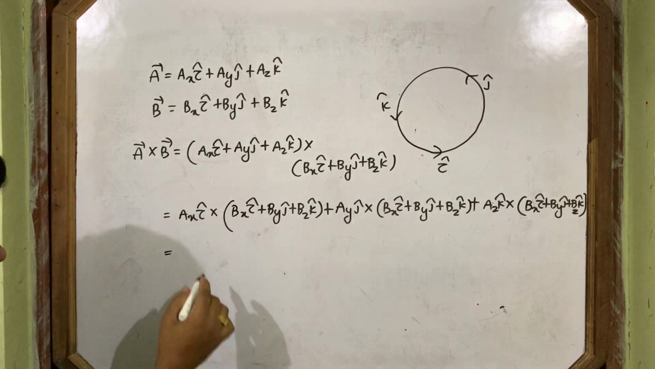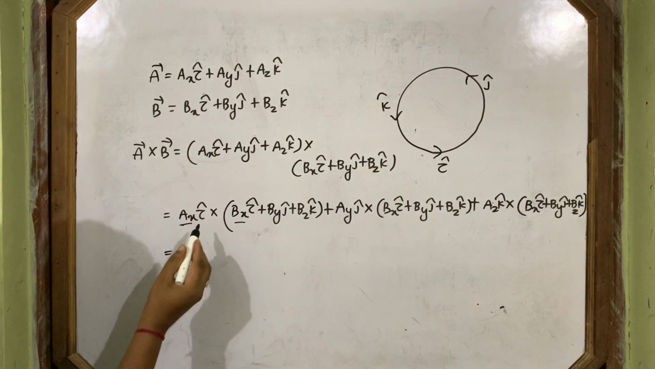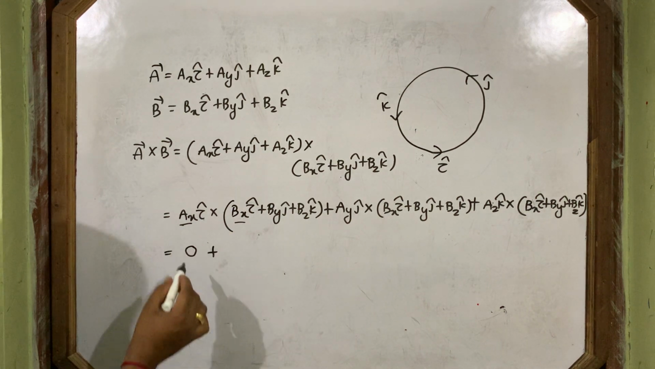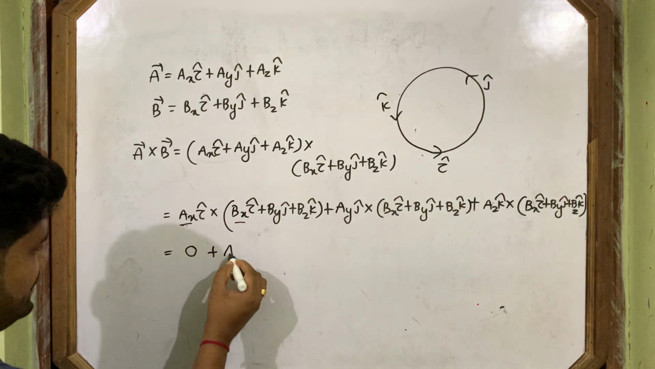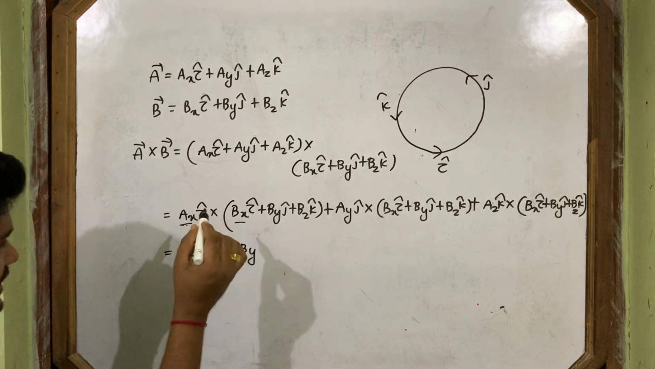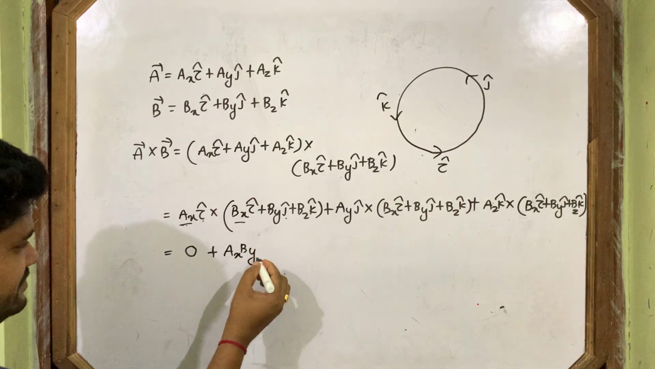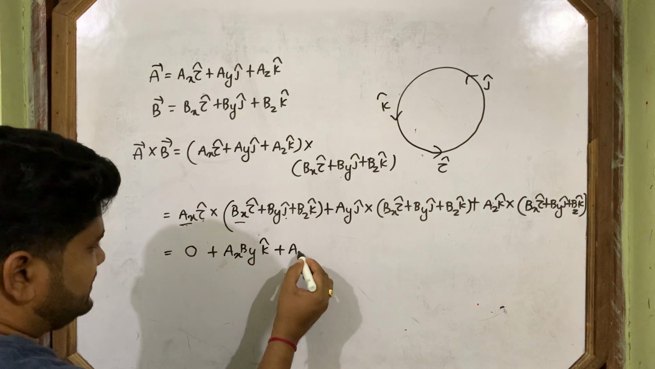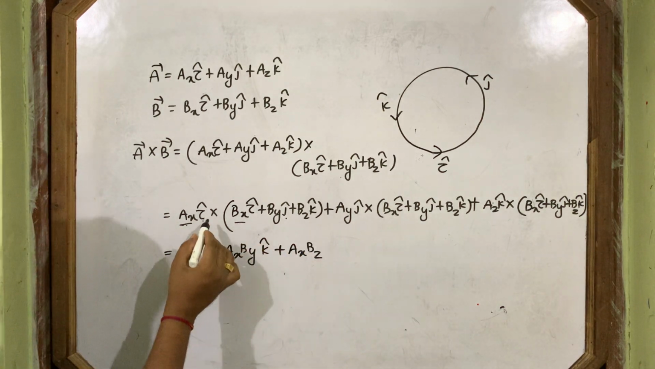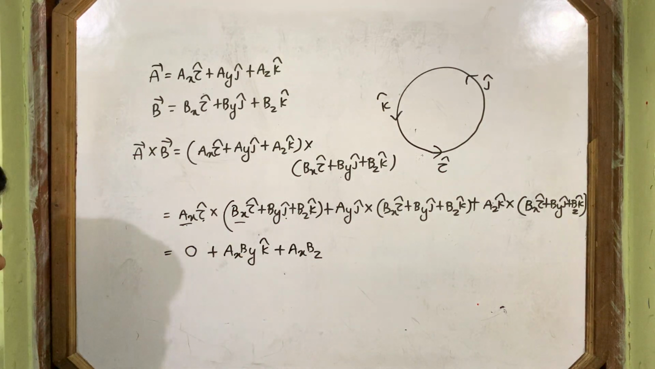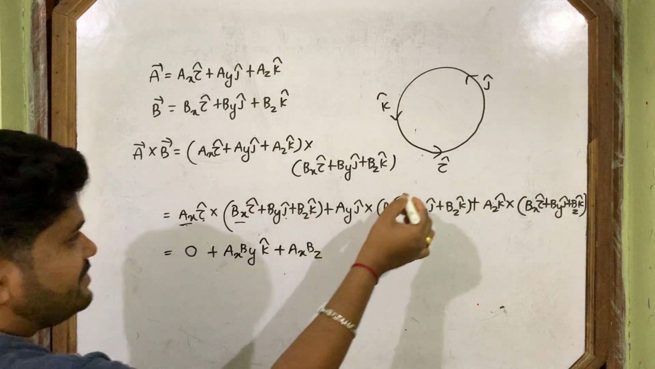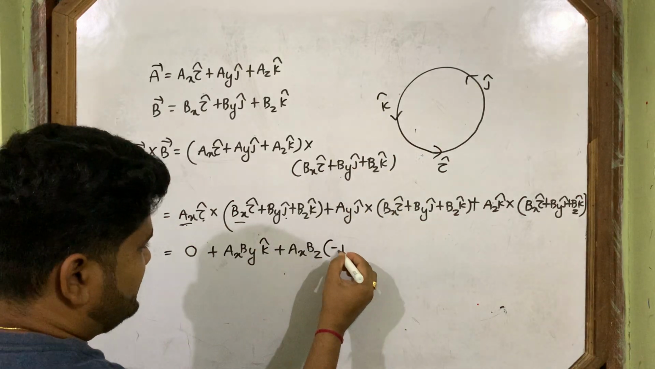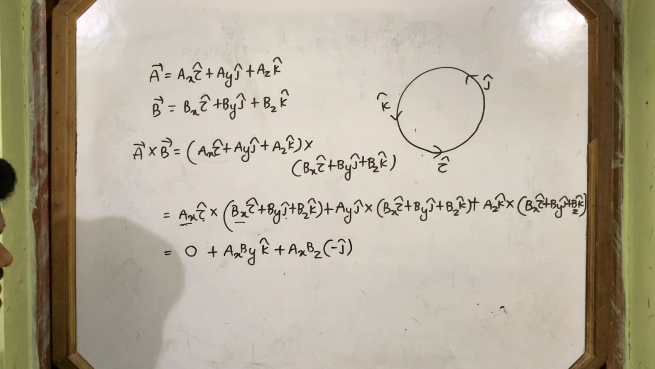So now you multiply. ax bx i cap cross i cap, so this is 0. Then ax by i cap cross j cap, so this is k cap. Then ax bz i cap cross k cap. You see, this is i cap, this is k cap, you are going in reverse direction, so this is minus j cap.